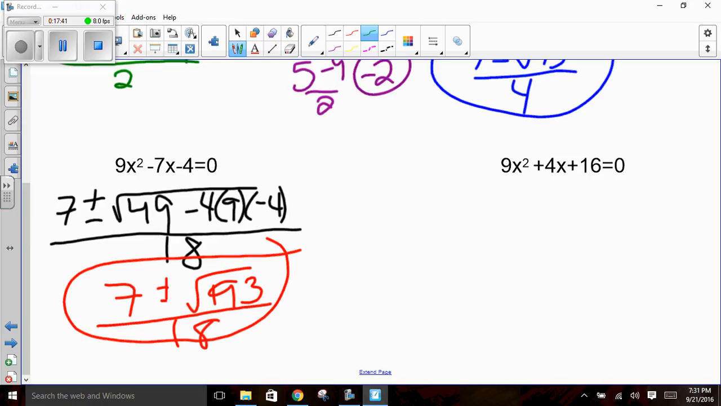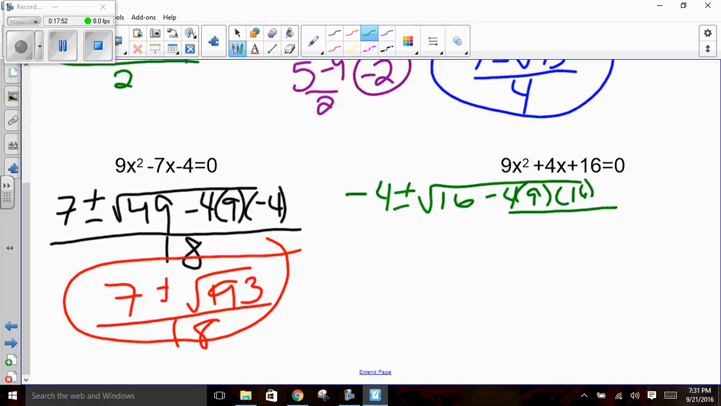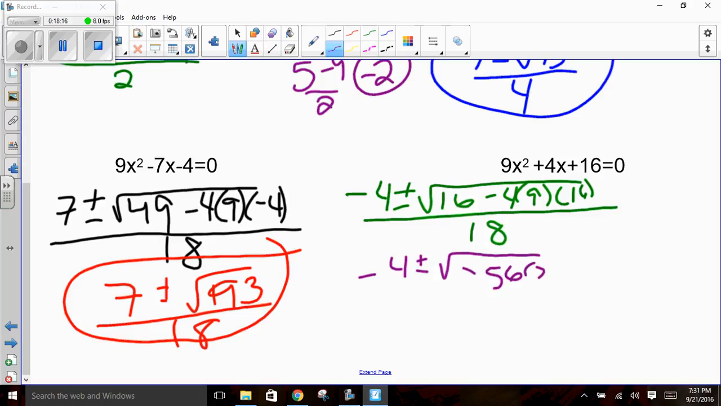And my last one, opposite of b is -4. So I have -4 plus or minus the square root of 16 minus 4 times 9 times 16 all over 9 times 2, which gives me 18. I have -4 plus or minus the square root of, well, let's figure out what's going under there. We have -4 times 9 times 16, which gives me -576. I take that value plus 16. I get -560 all over 18.